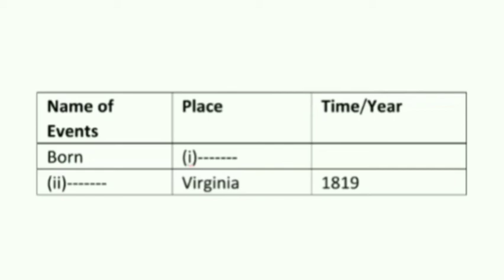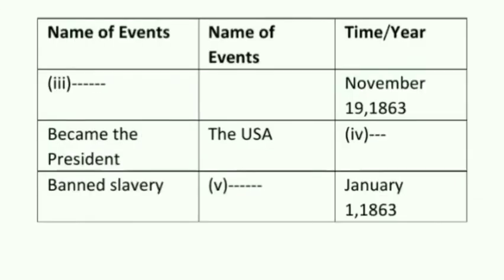Then, in gap number 2, you have to collect the name of the event. Here's the clue: Virginia. And here you will get another clue, 1819. That means what happened in 1819 in Virginia? Lincoln's mother died. Yes, you are right. His mother died.